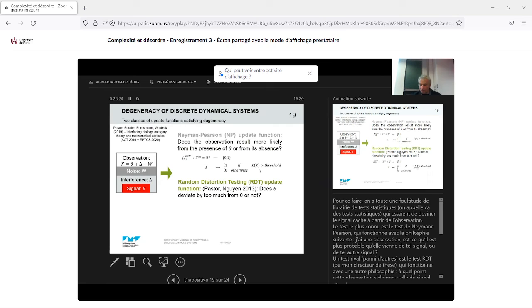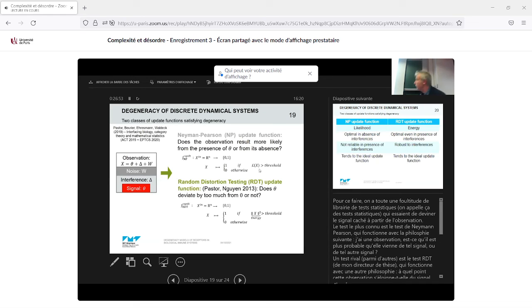In this random distortion testing approach, the question we try to answer is whether theta deviates by too much from zero or not. You see, there is a slight difference. We don't try to detect whether theta is present or not. We try to know whether theta deviates significantly from zero or not. So there is a slight change of point of view.